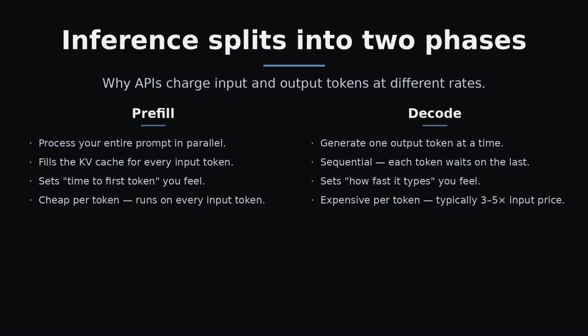That's why every API charges separately for input and output tokens, and usually charges output 3 to 5 times more. They take that much longer to produce.